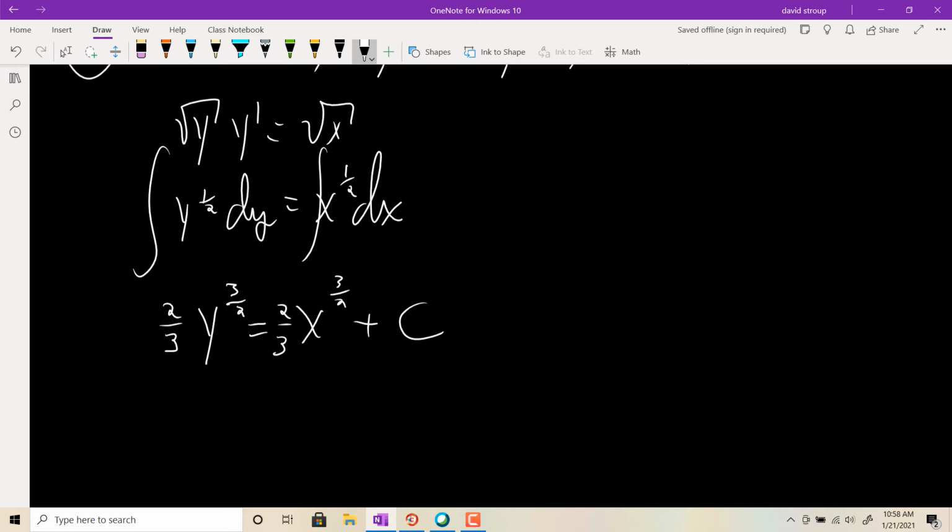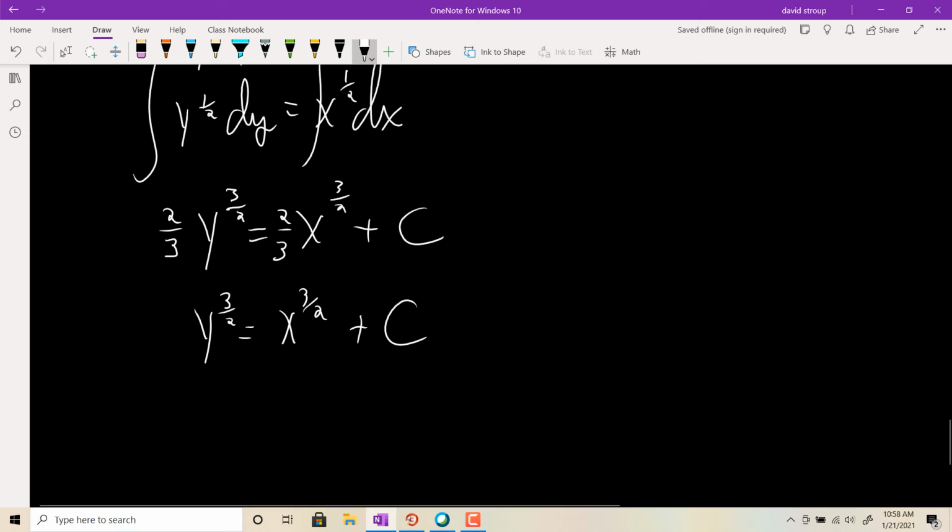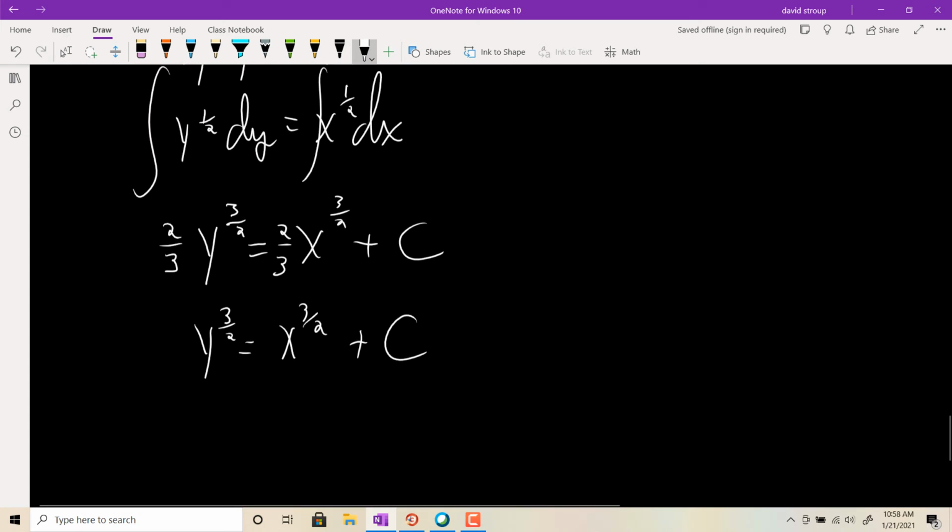I'm going to get rid of that constant because those fractions are just nasty. So multiply everything by 3/2. And of course, it'll technically be 3/2 C, but C will absorb that constant and you'll just have a big C. So at this point, I would probably use that initial condition. You may want to rewrite this so it kind of looks like an equation of a circle, or maybe a hyperbola or something.